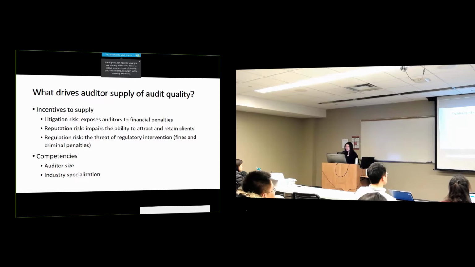The incentive to supply consists of three parts. One is the reputation risk and the regulation risk. But it is very difficult to separate the effect of litigation risk and the reputation risk. So this is one of the research parts.